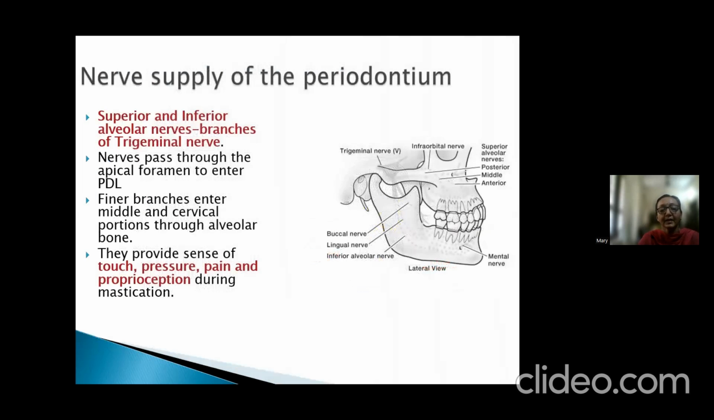The nerve supply is mainly supplied by the superior and inferior alveolar nerves, which are branches of the trigeminal nerve. So this is the 5th cranial nerve. These nerves usually pass through the apical foramen of the respective teeth, and they enter into the middle and cervical region through finer branches. These nerves mainly are responsible for the various sensations like touch, pressure, pain, and proprioception which occur during navigation.